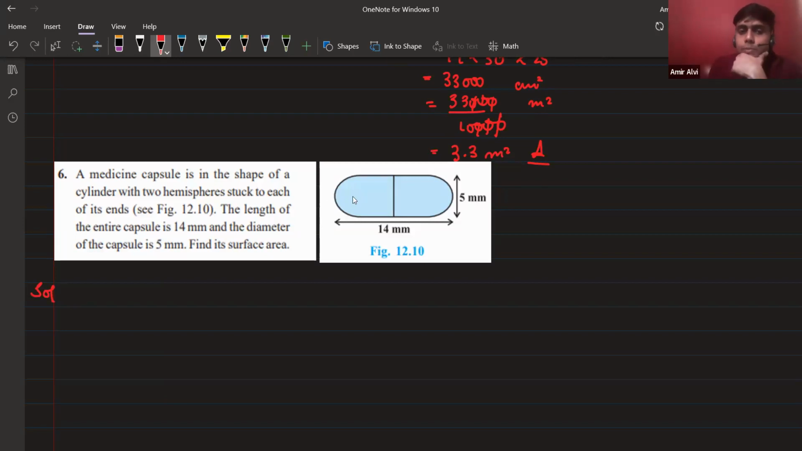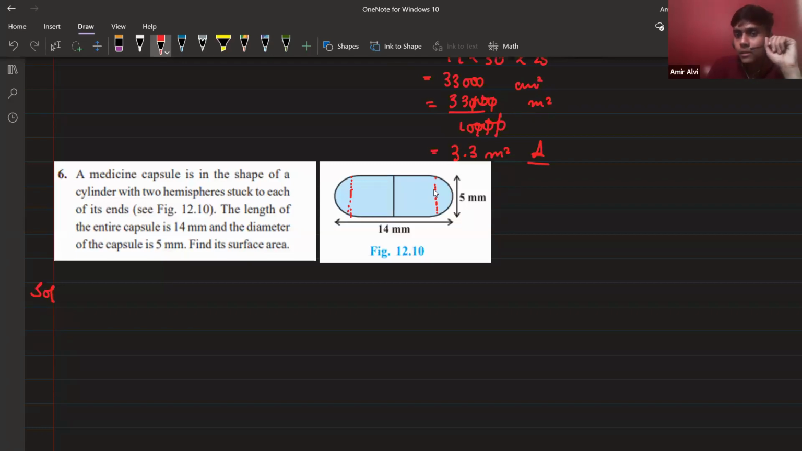This capsule is made up of two hemispheres at the ends and a cylindrical part. See this, it's a hemisphere. Yes or no? So the diameter of the hemisphere is given as 5 mm. Will the diameter of the hemisphere and the diameter of the cylinder be same or different? Jasleen, Kiran, Samina, Azmat, please let me know.